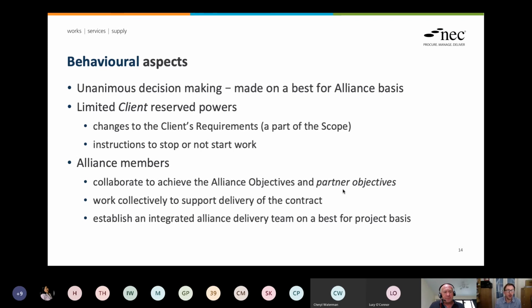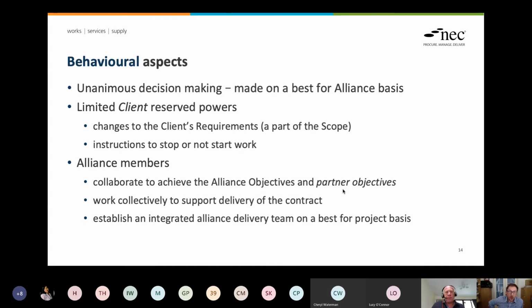So the client, I think we've already touched on this as well to some extent. They have fairly limited powers. Obviously, one of their key powers is to unilaterally be able to change the client requirements.